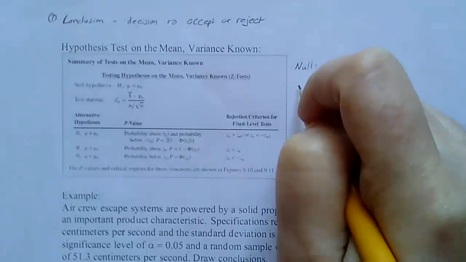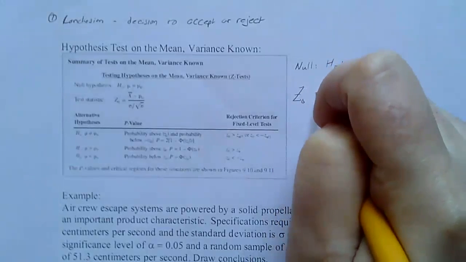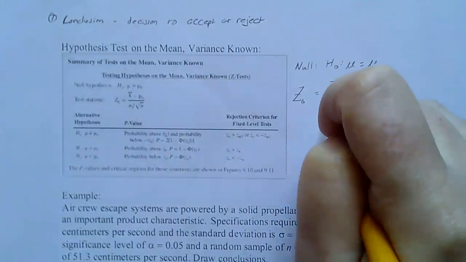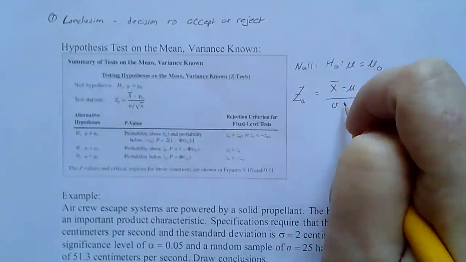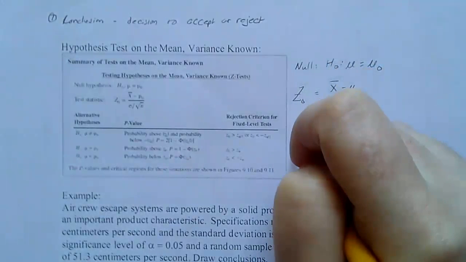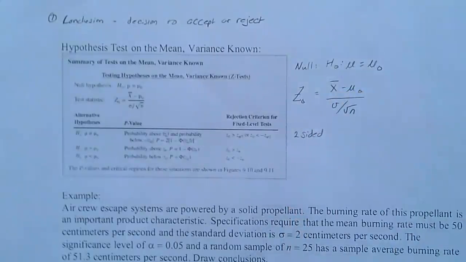Our test statistic for a mean and variance known is always going to be our z-test statistic. And so that's going to be the sample mean minus the given mean of interest divided by the standard deviation over the square root of n. And so that test statistic is always going to be what we're looking at. And so when we have a two-sided, and this box here is on the notes, you should be able to see it better on your computer, but it's also available in your textbook.